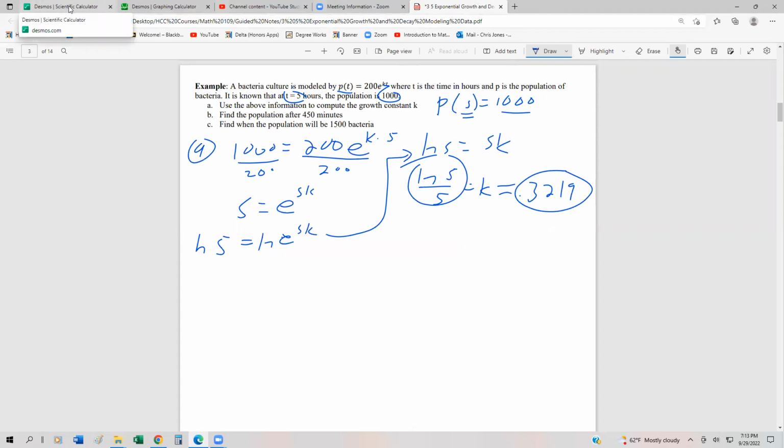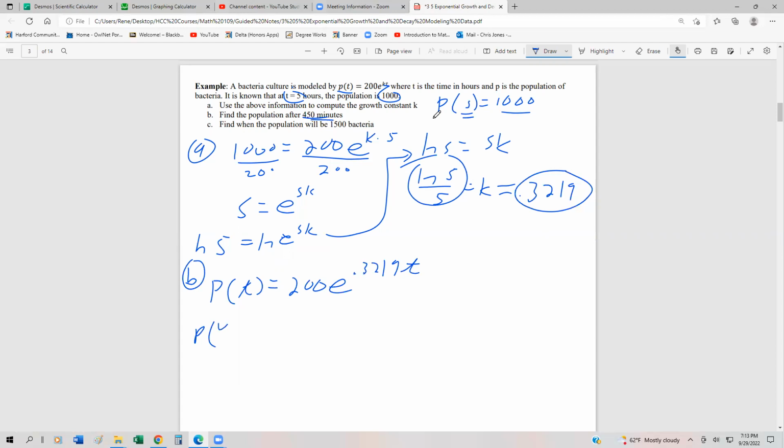All right. So in our next part of the problem, we want to figure out what the population is after 450 minutes. So right now we have that our population function is equal to 200 e to the kt, or 0.3219t. And a very common error that I see students making is that, okay, well, the time is now 450, and they try to find P of 450, but that's not correct. Because if you recall, the original problem was in hours, so the time is in hours.